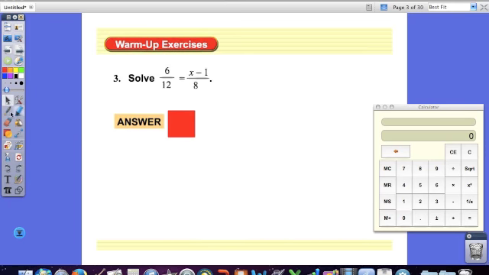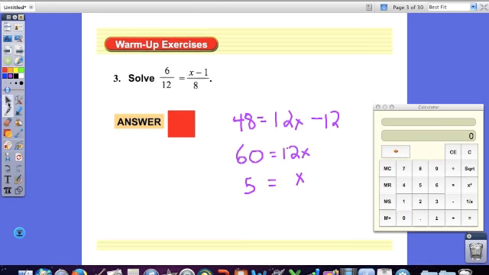And now we're going to solve this. 6 times 8 is 48. What you want to remember here is you have to distribute. So 12 times x is 12x, but 12 times -1 is -12. Add 12 to both sides. You get 60 equals 12x. So x is equal to 5.